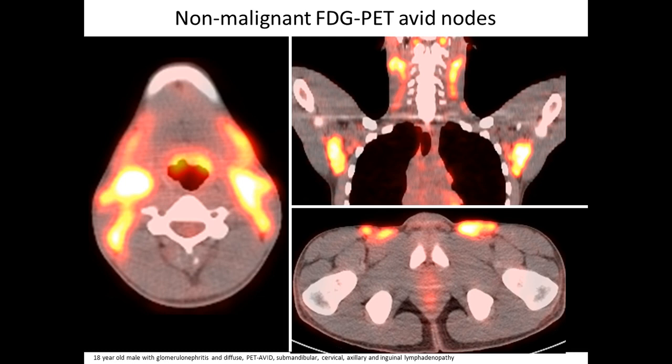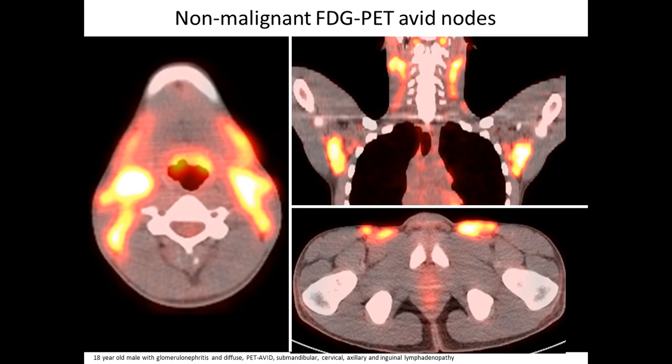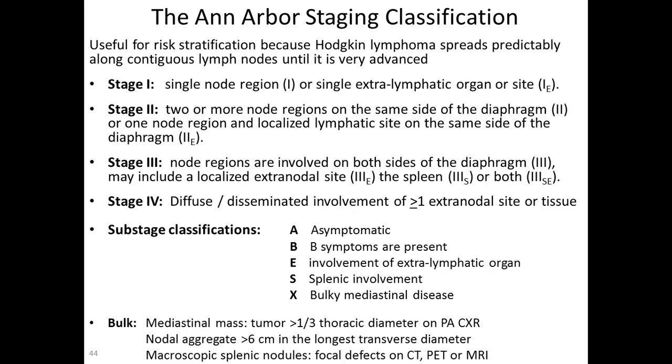Not all that is PET avid is malignant. This is an 18-year-old with glomerulonephritis who was referred for diffuse PET avid submandibular, cervical, axillary and inguinal lymphadenopathy. But what you can see about this is that it's very, very symmetric. His nodes were enlarged, but they were mobile and non-tender, and they were symmetric, and Hodgkin lymphoma isn't like that. It progresses along contiguous nodal groups, not diffuse and systemic like this. So it turned out that he had HIV. So again, when you have systemic lymphadenopathy, you need to think about other things on the differential.